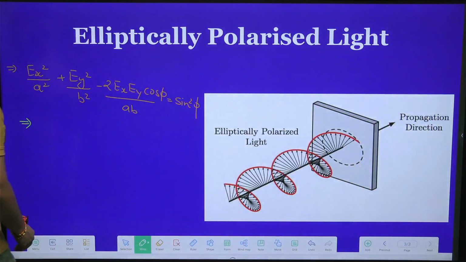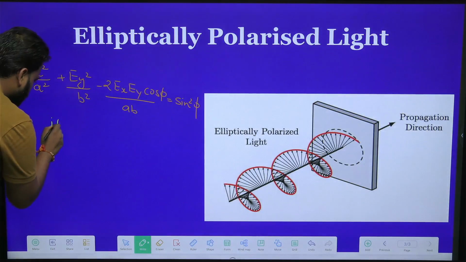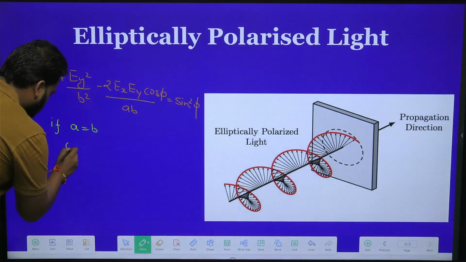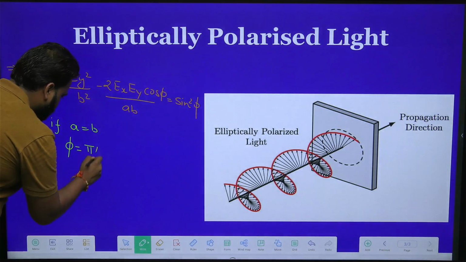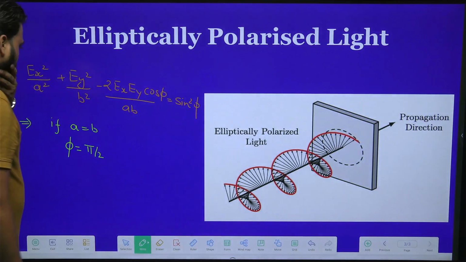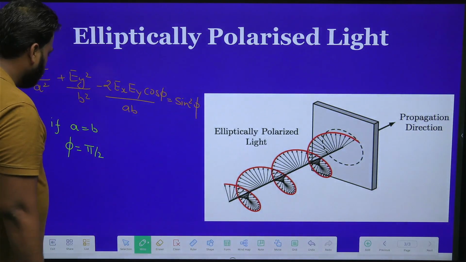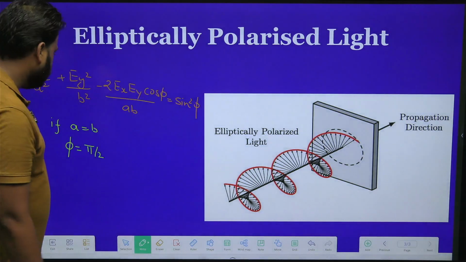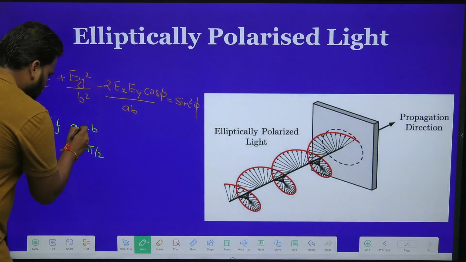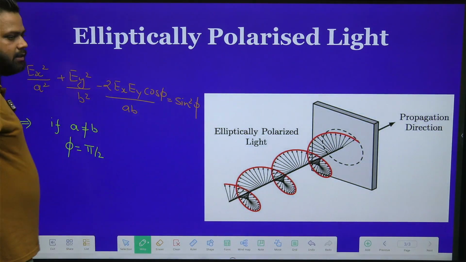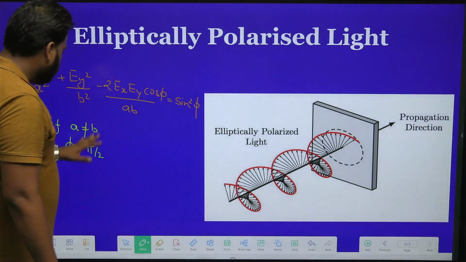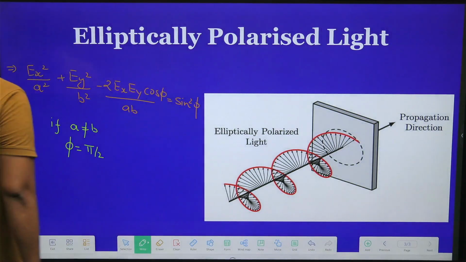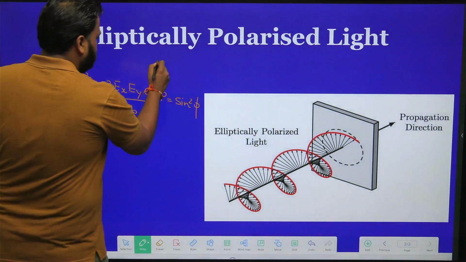In this case, if A is equal to B and also φ is π/2, we will see that we get a circularly polarized light. But in a similar way, if I change just one condition, that is A is not equal to B, but φ is π/2, let's see what we will get. So I'm writing here, just look at here.